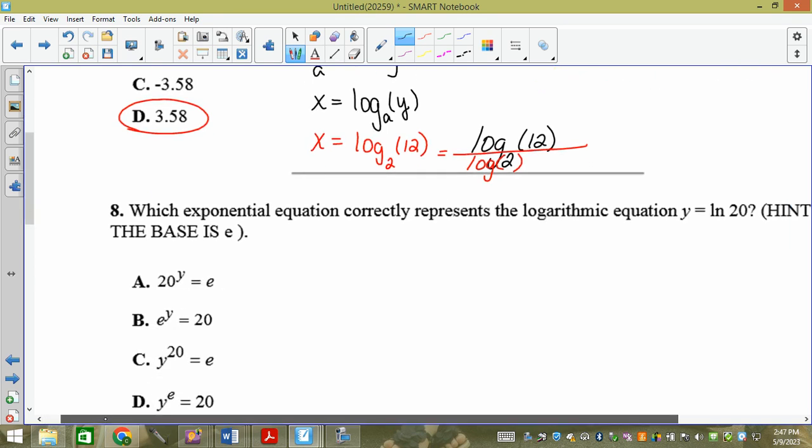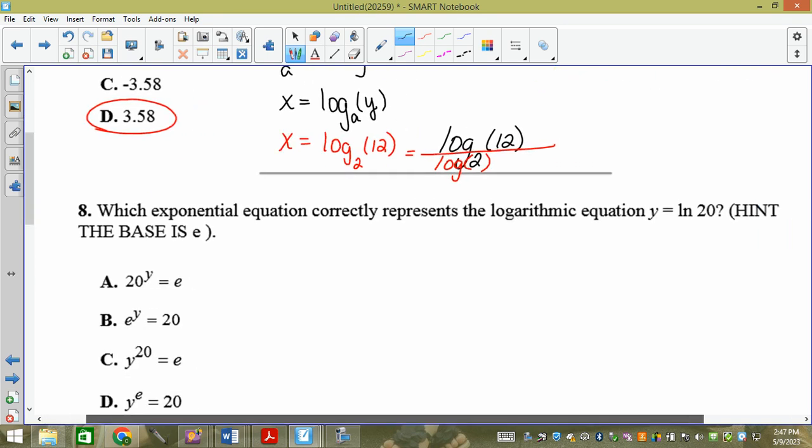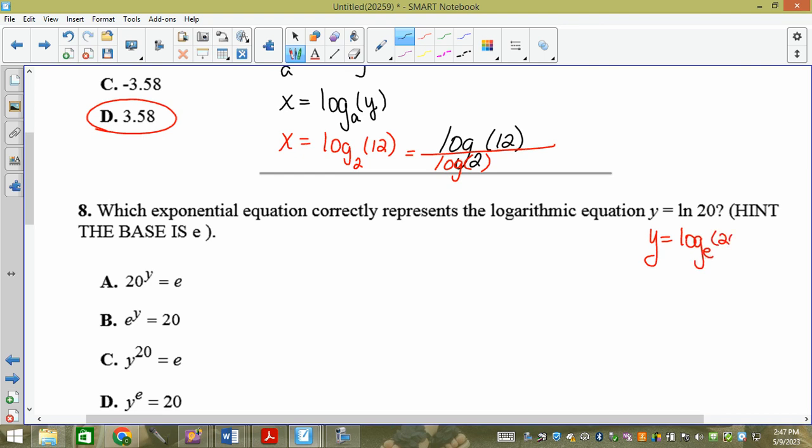And ln 20, if you see ln 20, you know if we have log and we don't have a base on it, what base is it? 10. If you have a log without a base, it's base 10. If you have a ln, you can rewrite this as y equals log base e of 20. So if I have a ln, I will always rewrite it as log base e.